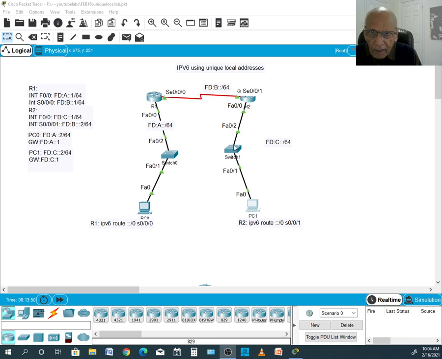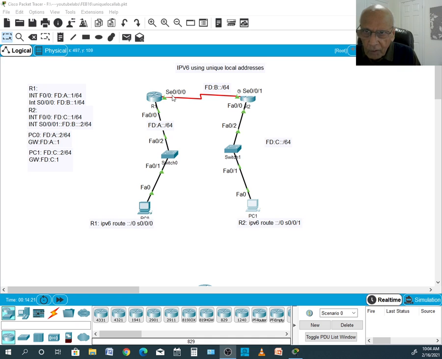And similarly on my Fast Ethernet interface on my router 2, I just gave it FD:C. So my network ID becomes FD:C. So basically I'm dealing with 3 network IDs here: FD:A, which is on my left-hand side, FD:B, which is my link network, and FD:C, which is the other LAN.